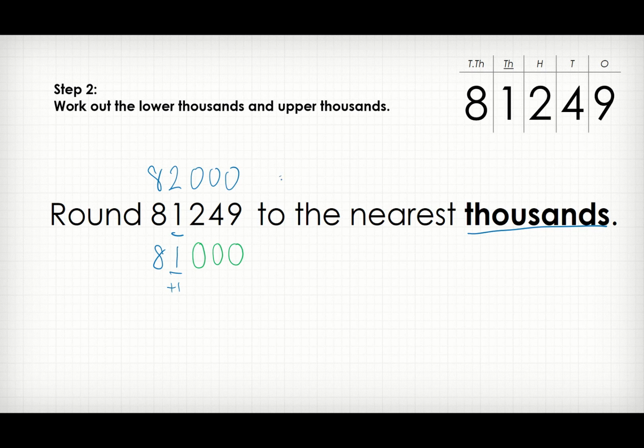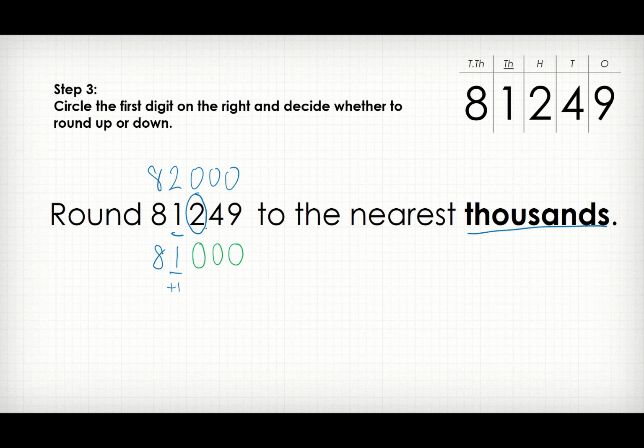So my answer is either this or this when rounded to the nearest thousands. Final step, circle the first digit on the right and decide whether to round up or down. The digit 2 tells me I should round down. Therefore, this is the correct answer. So, 81,249, when rounded to the nearest thousands, would give me 81,000.